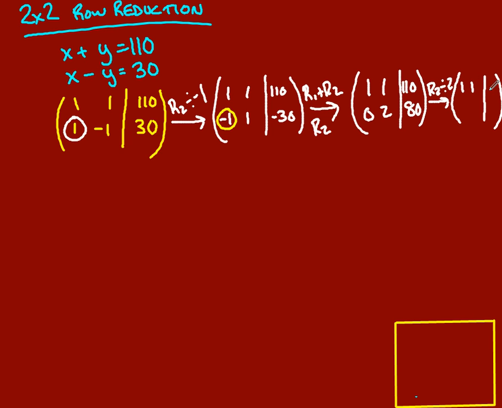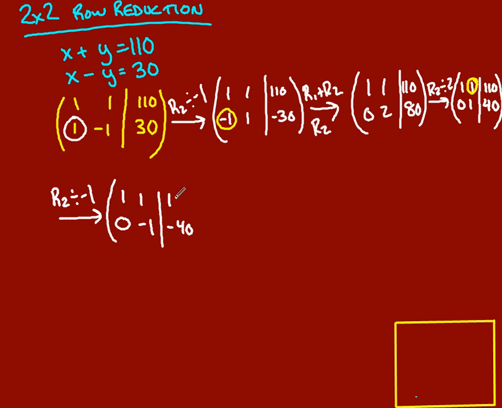So the first row is still the same. It's still 1, 1, 110. My second row now will be 0, 1, and 40. From here, I now need to make everything above that pivot position into a 0. Same sort of idea as before, I need to make a linear combination. Well, I have a 1 and a 1, so I need to have a -1. So again, I'm going to divide row 2 by -1. So that'll be 0, -1, -40, and this will still be 1, 1, 110.